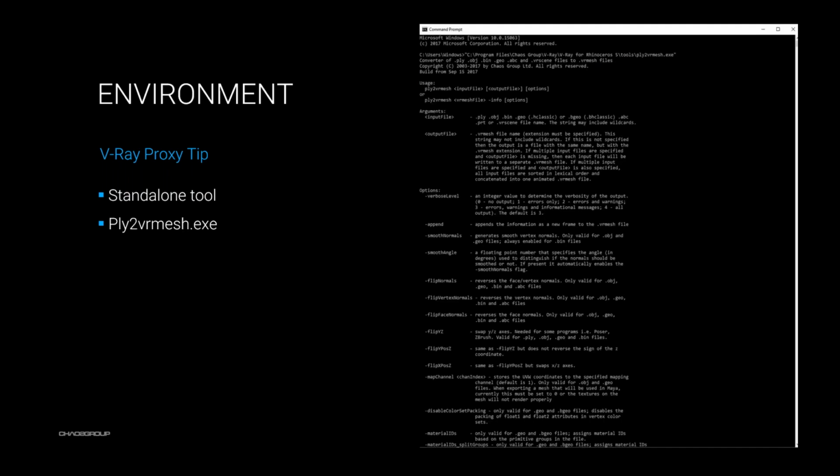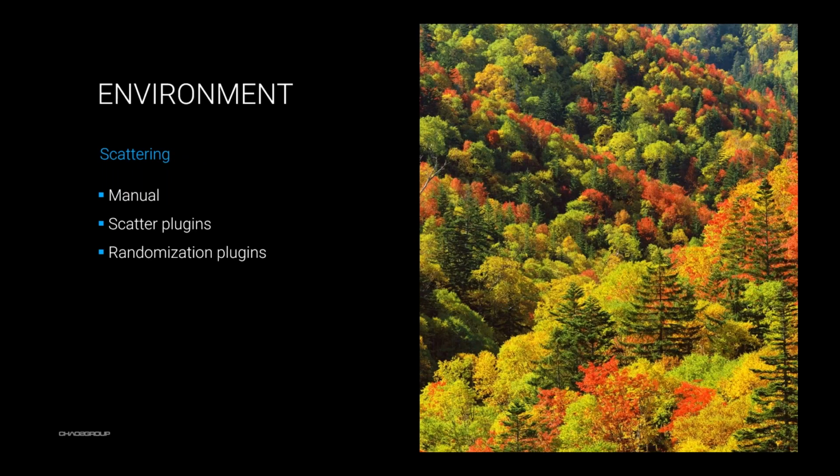Also, there is another tool called Apply to V-Ray Mesh. With Apply to V-Ray Mesh, we can convert OBJ files to proxy, and after that, we can just use them in SketchUp. Okay, so now we know how we can fix the challenge with the geometry. If we want really high detail geometry, we can just use the proxy.